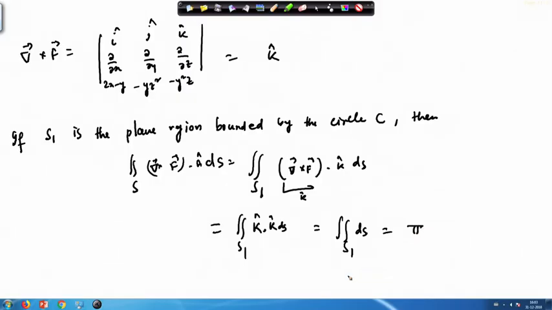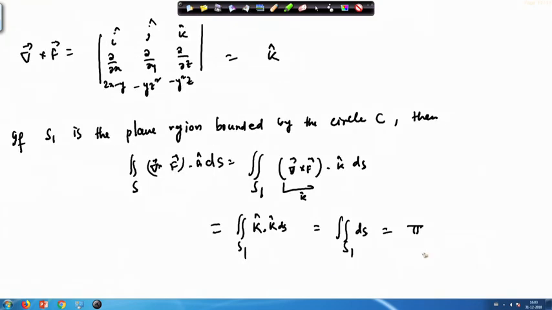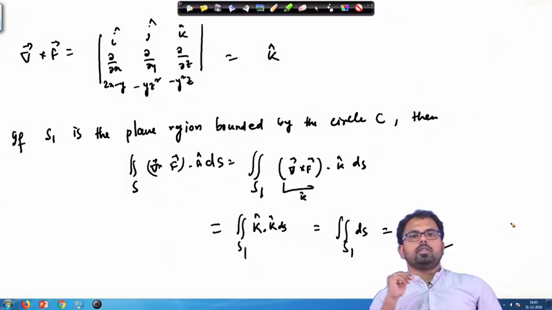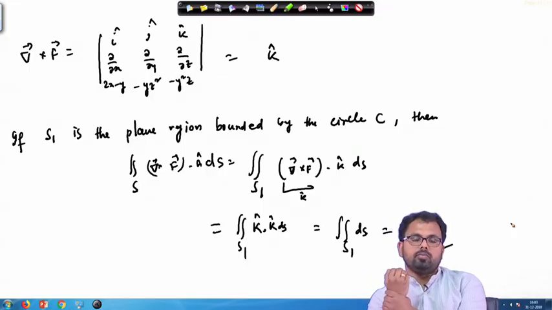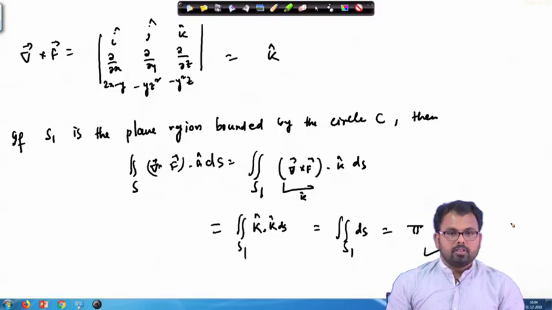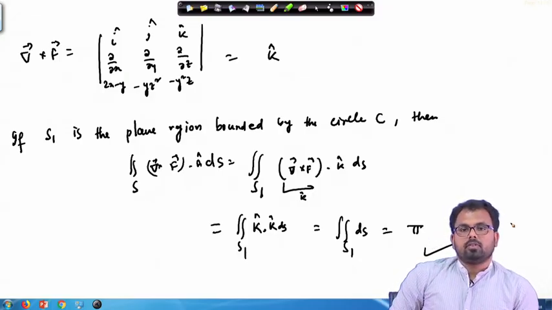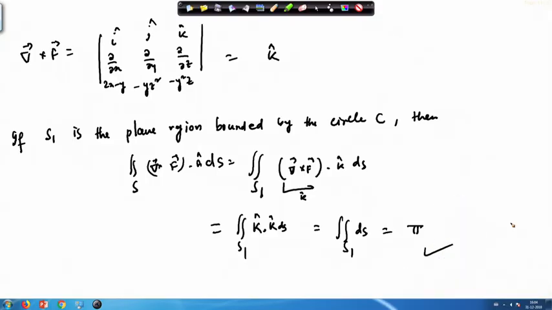So, our left hand side was pi and our right hand side is also pi. Therefore, if the left hand side and right hand side are both the same, then by Stokes theorem we are able to say that the given problem satisfies the Stokes theorem, which means that the surface integral and the line integral are both the same, or both hold true. All right. So, that is one way we can solve problems motivated from Stokes theorem.